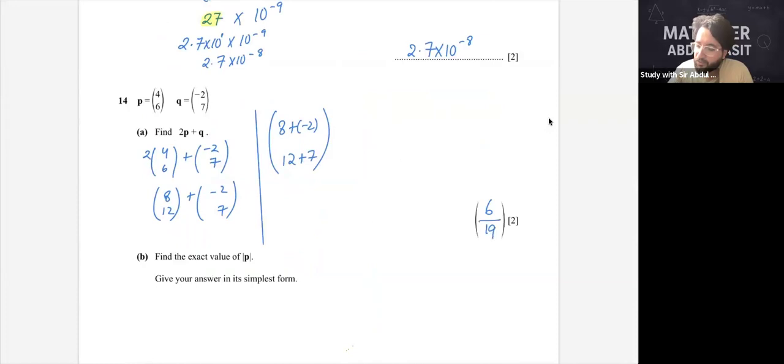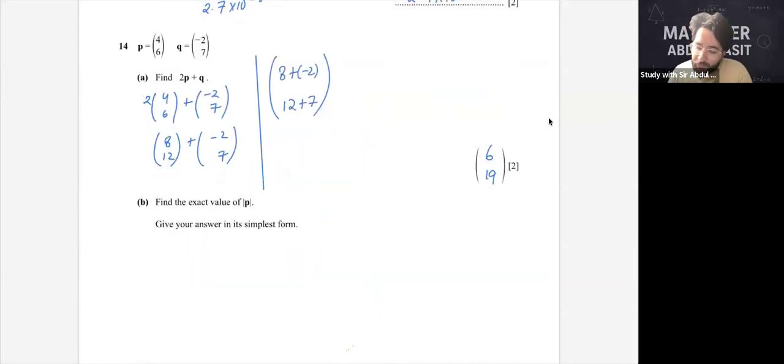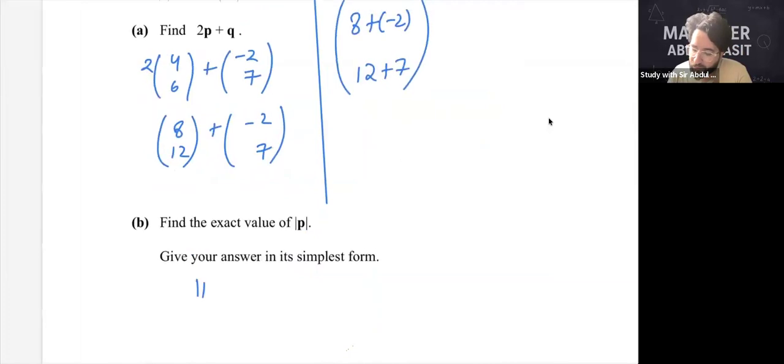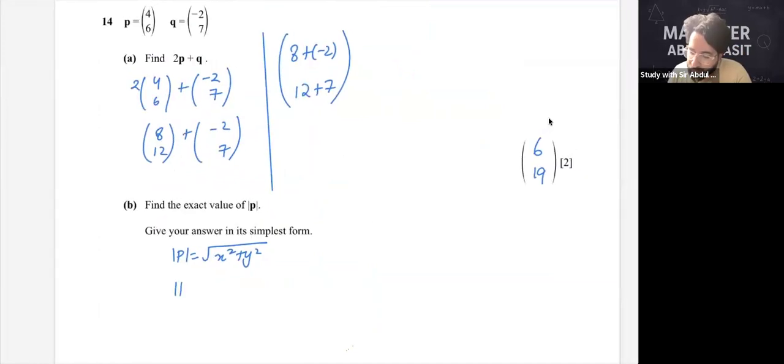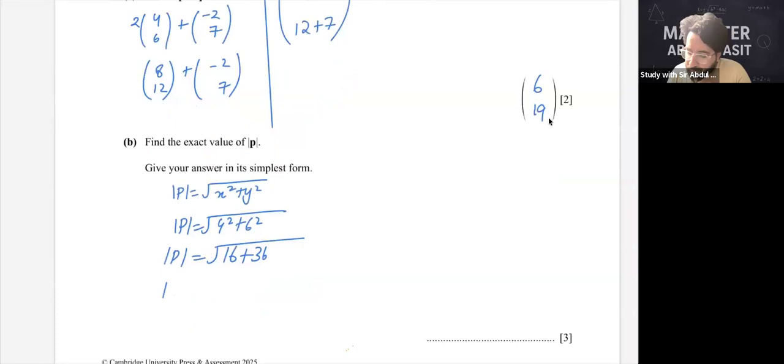If you write a line here, you will lose your mark. Remember that. So a vector is not a fraction. Find the exact value of magnitude of p. Magnitude of p means square root of x square plus y square. That is the magnitude formula. So magnitude of p is equal to square root of 4 square plus 6 square. 4 square is equal to what? 16, and 6 square is equal to 36. So the magnitude of p is equal to square root of 16 plus 36, which is 52.